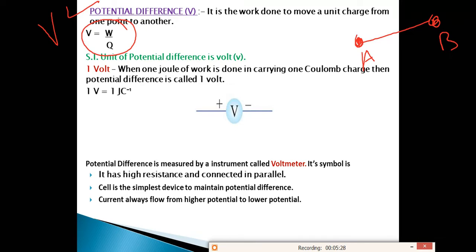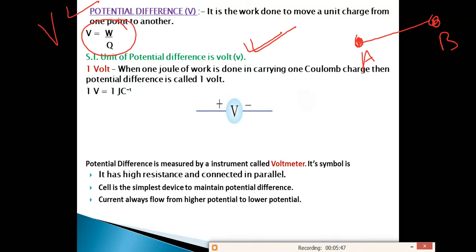Suppose in the question it is asked, calculate the potential difference where the work done is equal to 5 joule and your charge is 6 coulomb. Using this formula you can easily calculate the potential difference, and the SI unit of potential difference is volt, V-O-L-T. Now what is the definition of 1 volt?